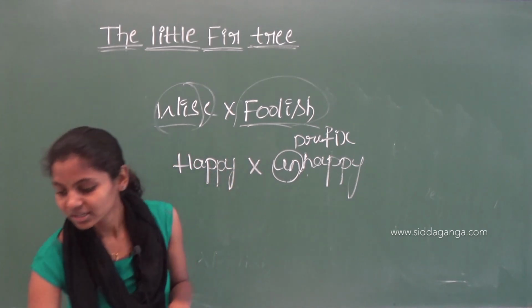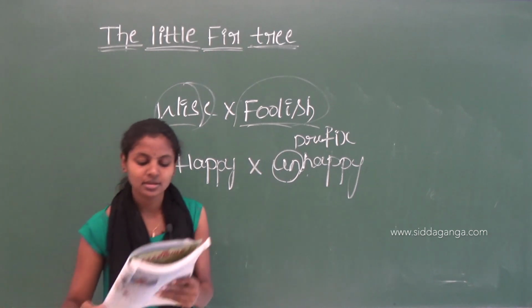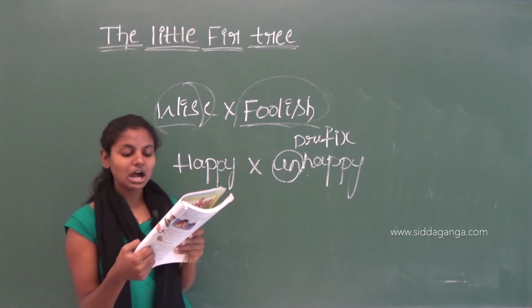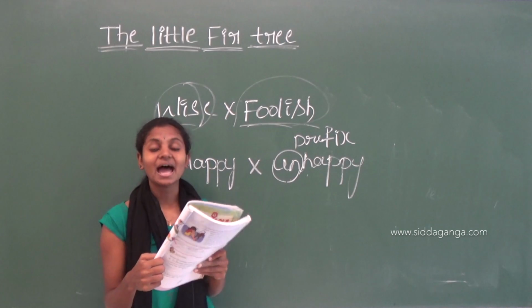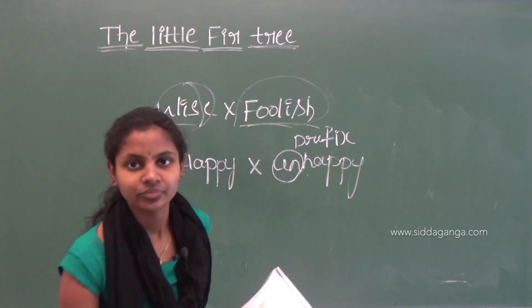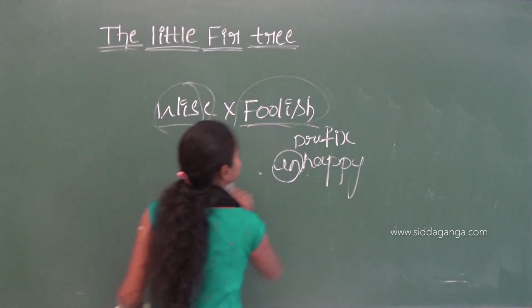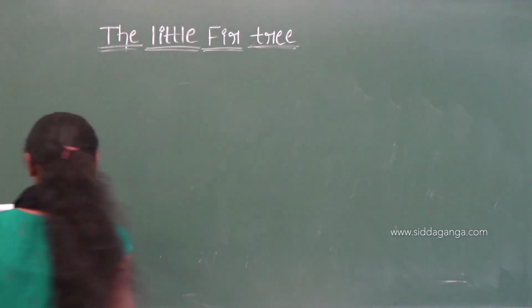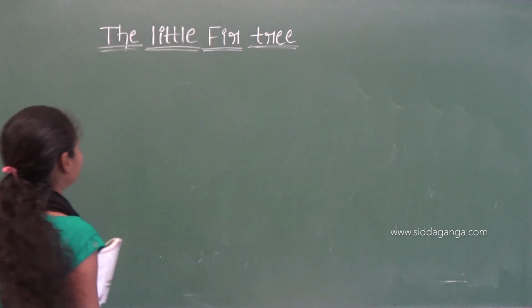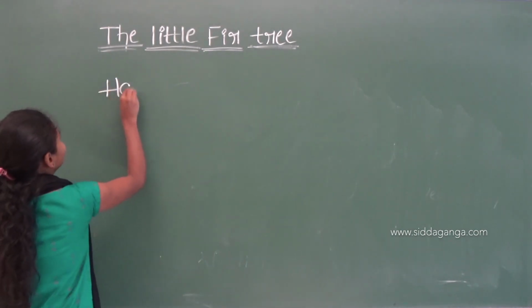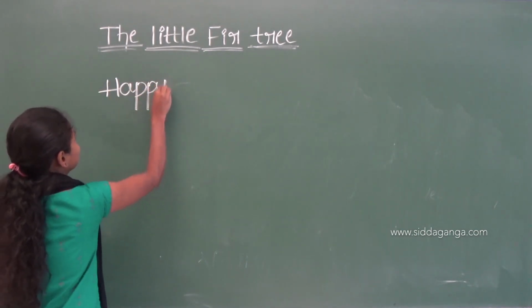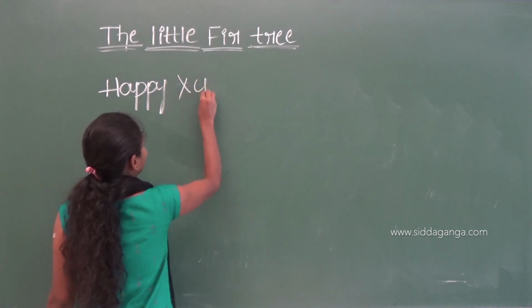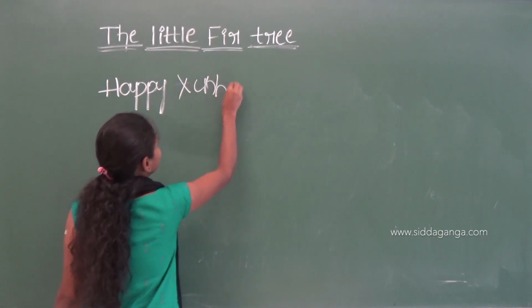Understood? Okay, here there is an exercise, that is now give the opposite to the words below by adding an or in. Understood? Okay, first one is happy, that is unhappy. Happy, the opposite word is unhappy.